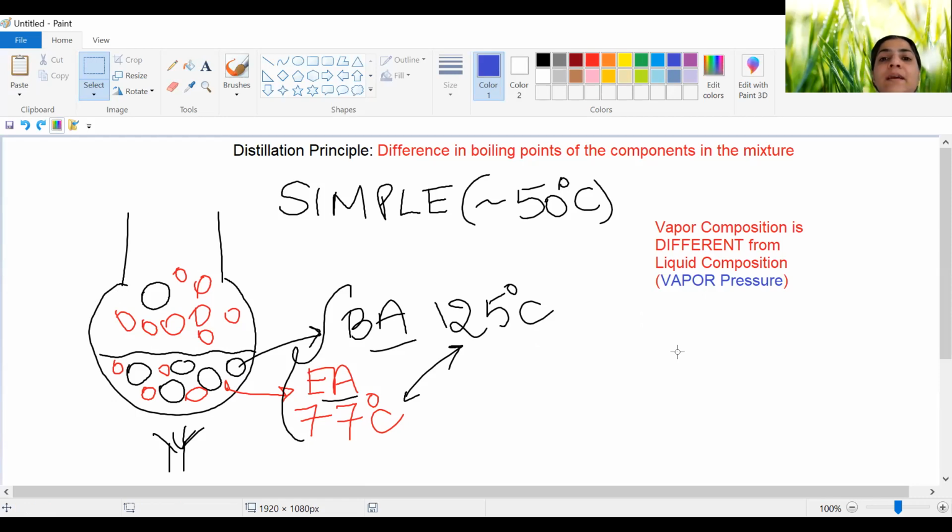But unfortunately, when you collect this vapor composition, you will have a few molecules of the other material as well, which is not very favorable.